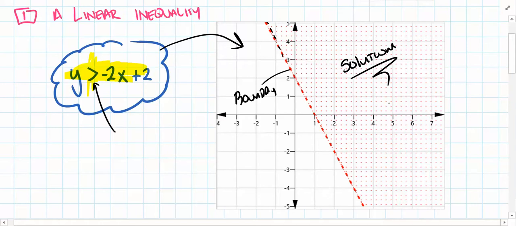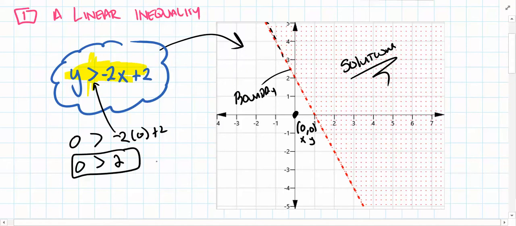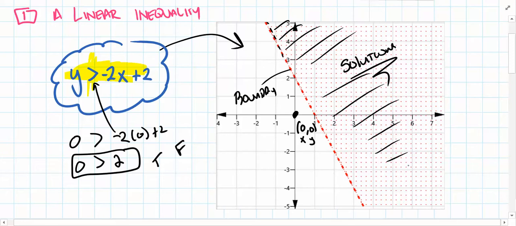So how do I know that my solutions are over here in this area? Well, you can easily take a test point, and I always recommend taking the test point 0, 0. And here's why. If this is the point 0, 0, I have an x that is 0 and a y that's a 0. If I plug them back over here, look what I get. 0 is greater than negative 2 times 0 plus 2. 0 is greater than 2. Is this a true statement or a false statement? Well, this would be a false statement, right? So it's not the case that 0, 0 lies in the solution region, so therefore it must be the other one, and sometimes you'll see me shade things that look like this. Okay, this is a linear inequality.